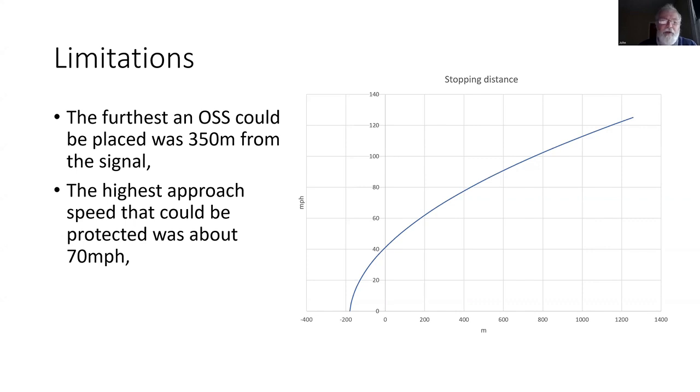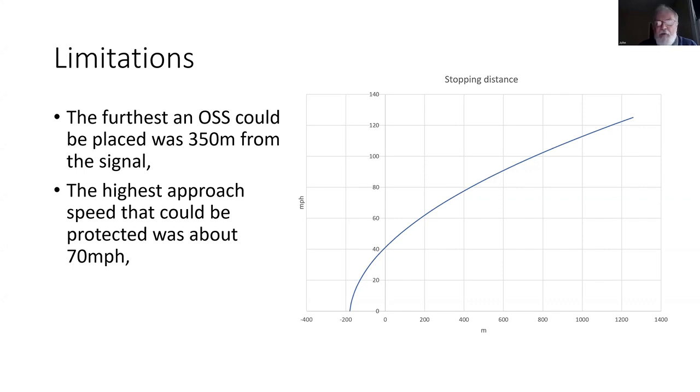So what are some of the limitations? Well, in the early deployment, the furthest an OSS would be placed from the signal was 350 meters. And what that meant was that the highest approach speed that could be protected was about 70 miles per hour.